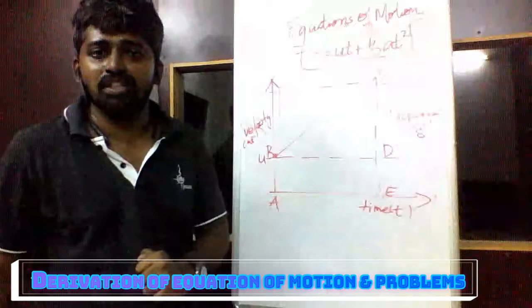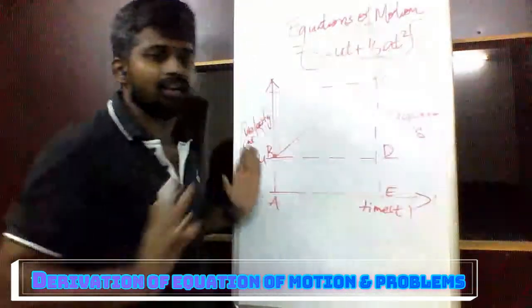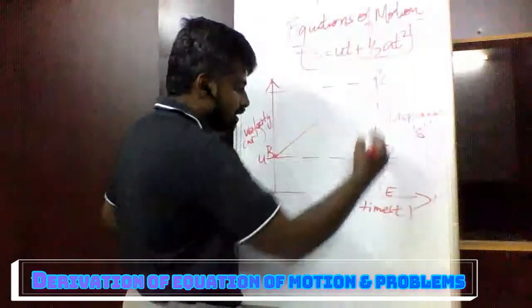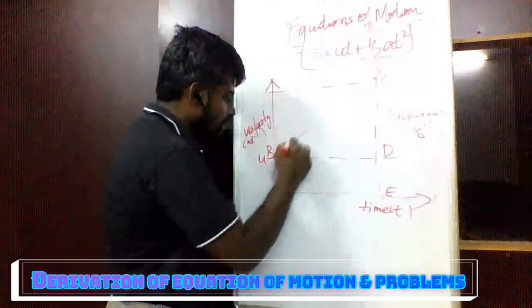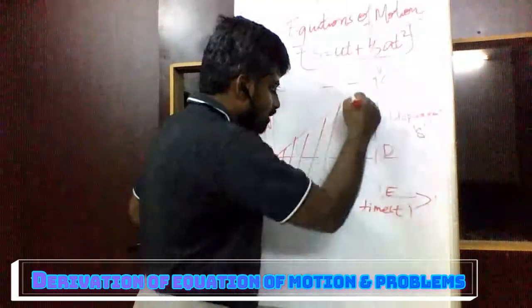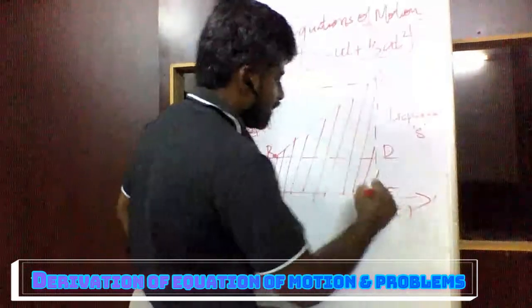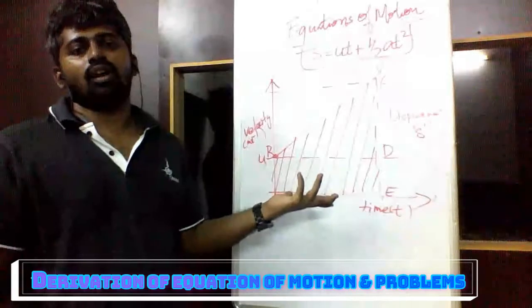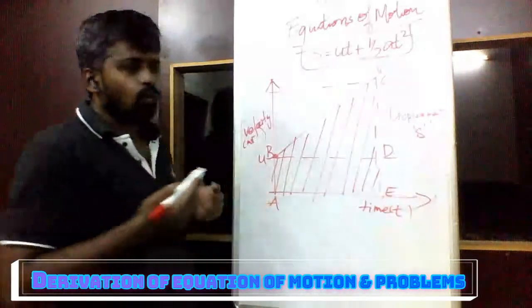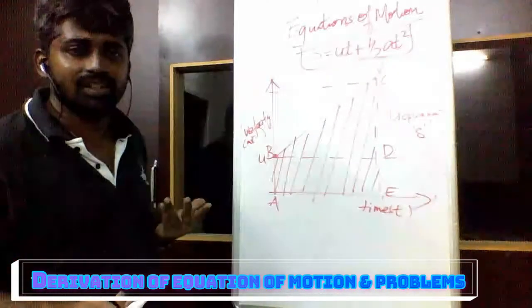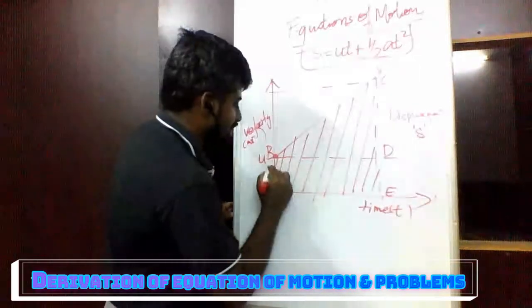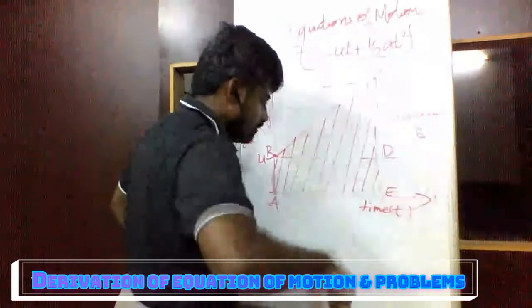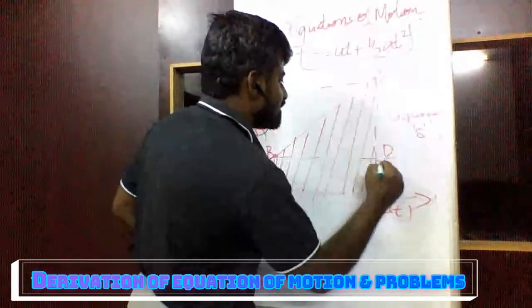How do we find displacement? Area under the curve. This is what I have explained now. If this is the curve, the area under this curve is the displacement. Displacement is in meters. When we try to find this, what is the area? This is the whole area. How can we find this area? This is a rectangle and this is a triangle.